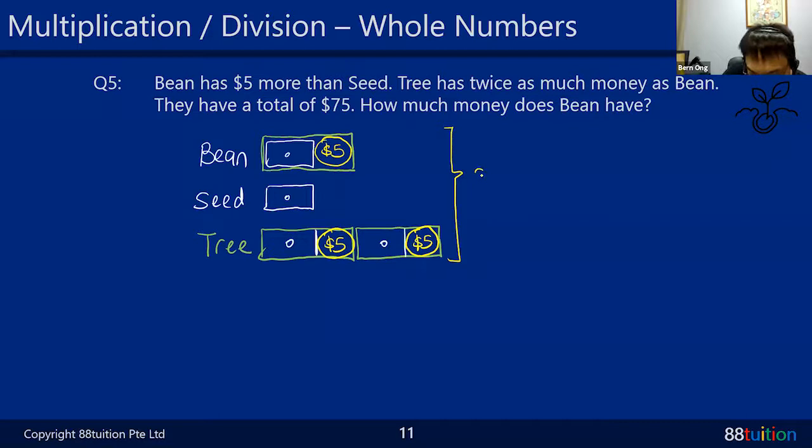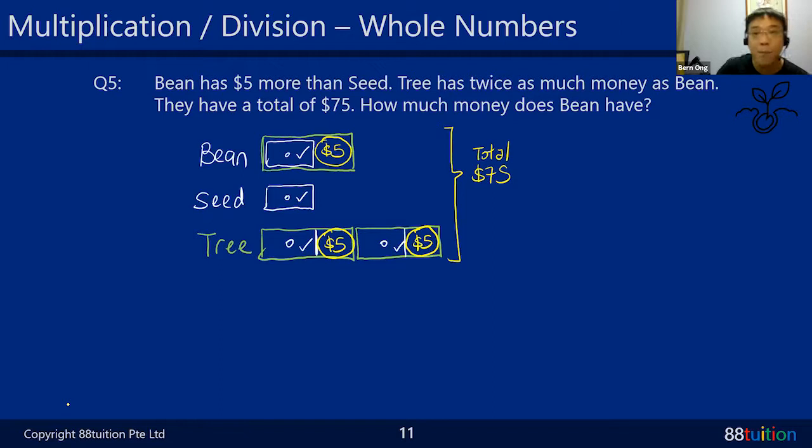Nice or not? The question is asking for Bean. How much did Bean have? I guess many of you did this, because the white color is the same size. That's good. How many extra $5 are there?